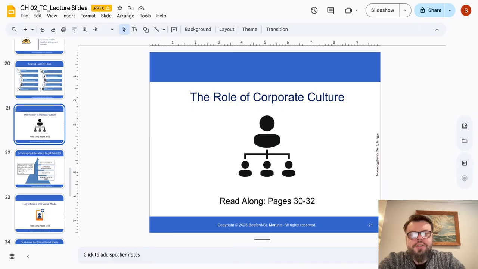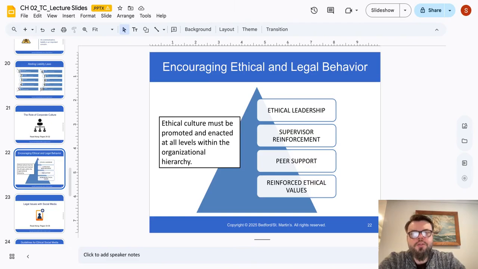So how do organizations actually build a culture that supports ethical and legal behavior? That's what the next slide breaks down. This pyramid shows that ethical culture must be actively promoted at every level of an organization, not just stated in a policy or handbook. At the top of the pyramid is ethical leadership.